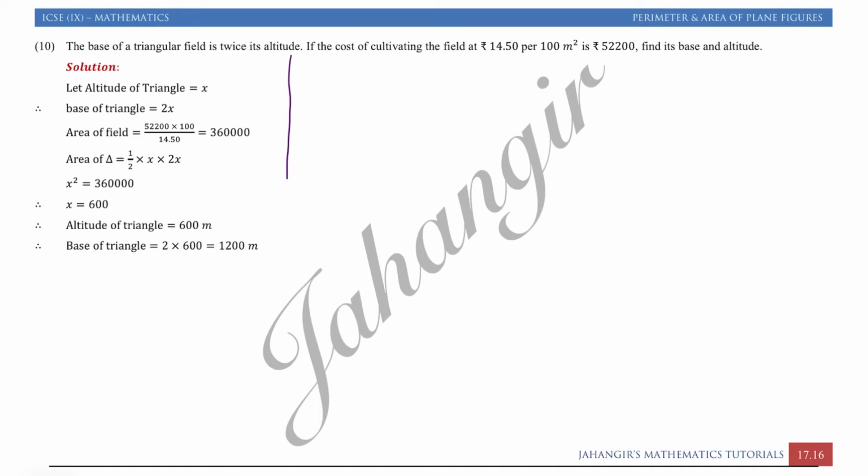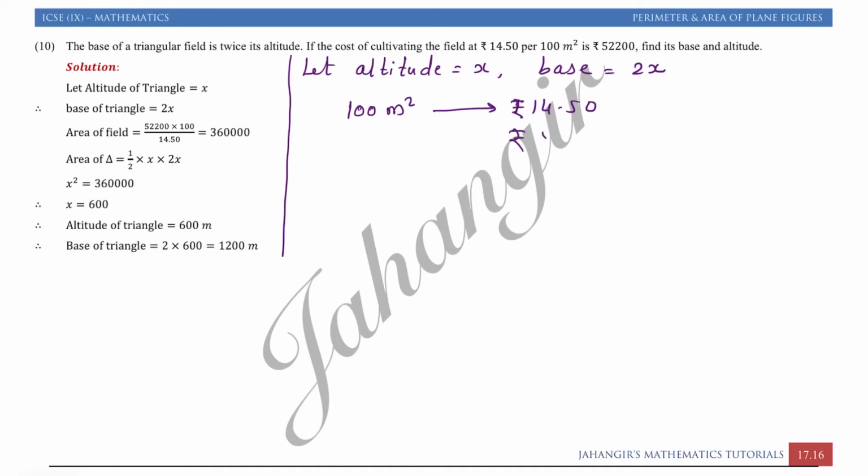Question 10th. The base of a triangular field is twice its altitude. So let altitude be x. So therefore base is equal to 2x. Now if the cost of cultivating the field is rupees 14.50 per 100 meter square, cost of 100 meter square is rupees 14.50. So if the total cost is rupees 52,200, what is the total area?